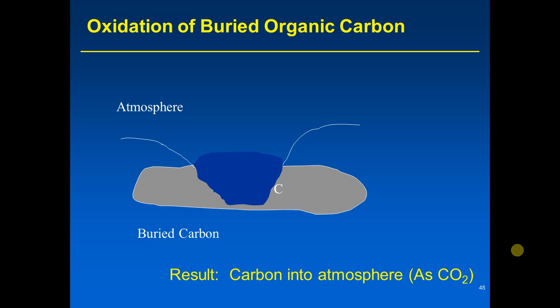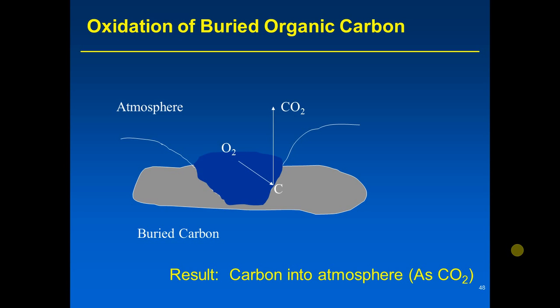Fossil fuels are formed over millions of years as dead organic material, plants and animals, decays, and that decayed material is exposed to tremendous amounts of heat and pressure over long periods of time. That converts the decayed organic material into fossil fuels that we can use to generate energy. So oxygen combines with carbon and produces carbon dioxide.